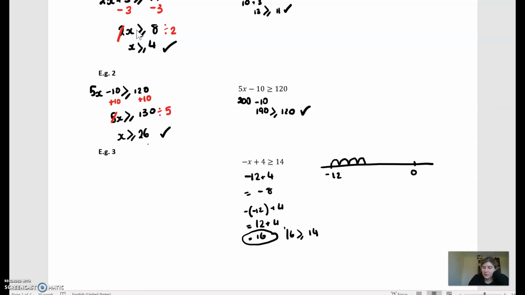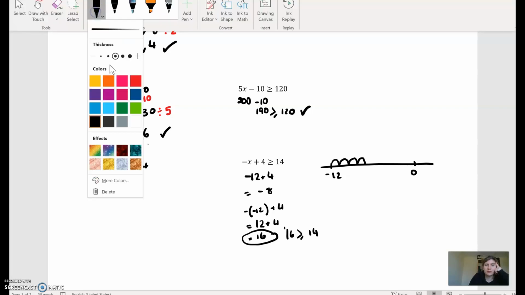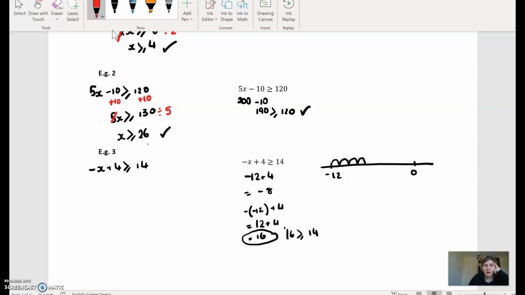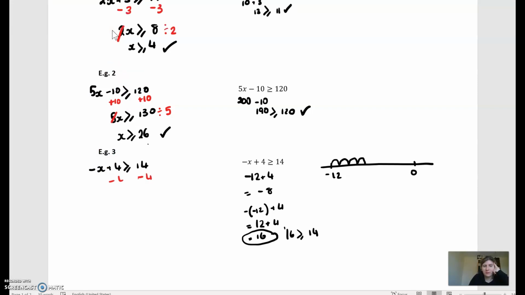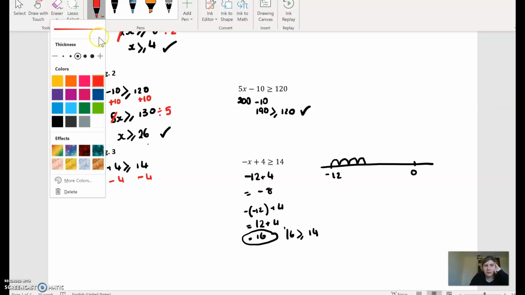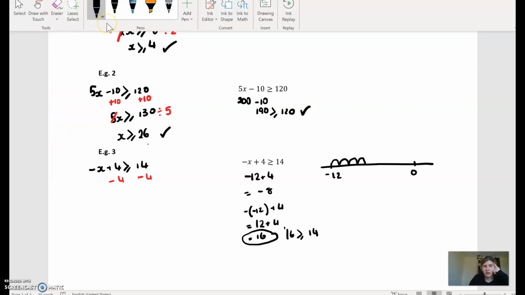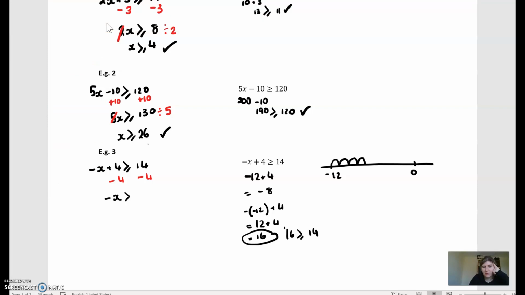Okay, so here I'm going to show you how to solve it, and this is the only case whereby it does get a little bit different. Okay, so we've got negative x plus 4 is greater than or equal to 14. Now the first step is the same. We're still minusing 4 from both sides. Okay, so we still end up with negative x is greater than or equal to 10.